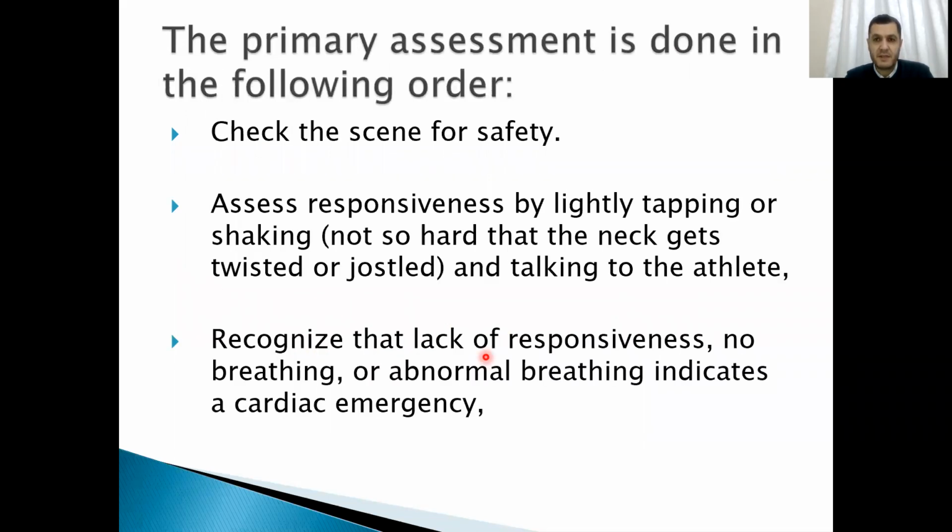The primary assessment is done in the following order. So we have an accident or an injury. How do we deal with them? We deal with them in this order. First, we have to check the scene for safety.